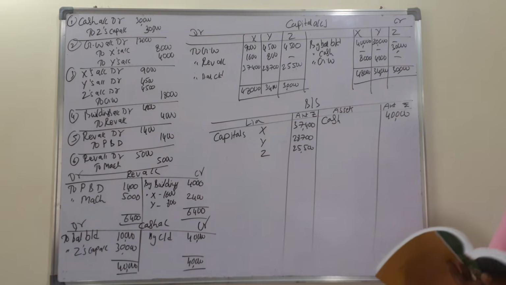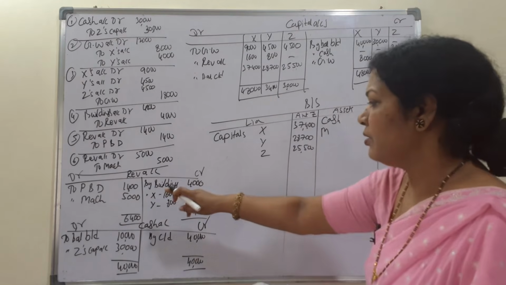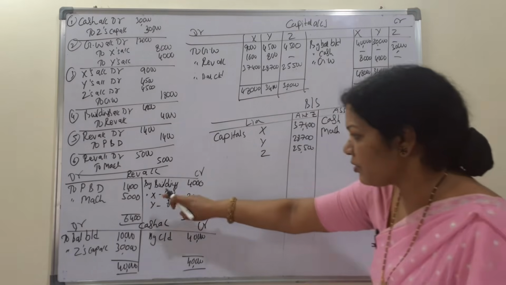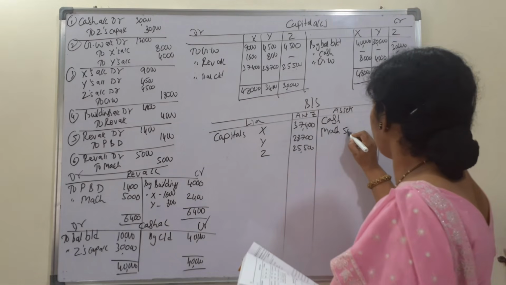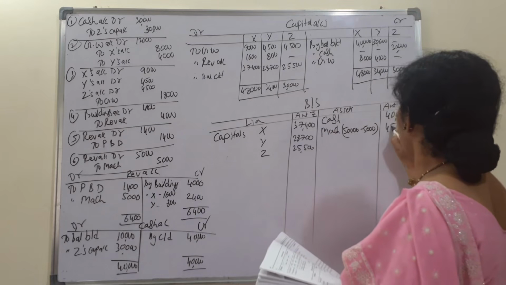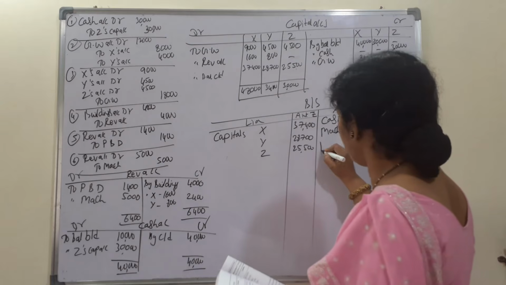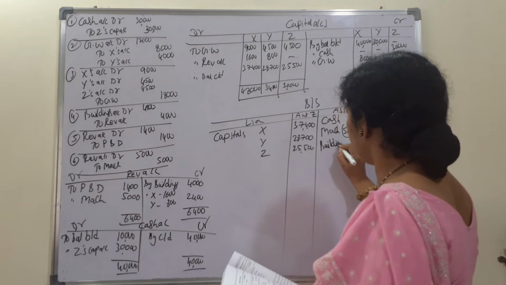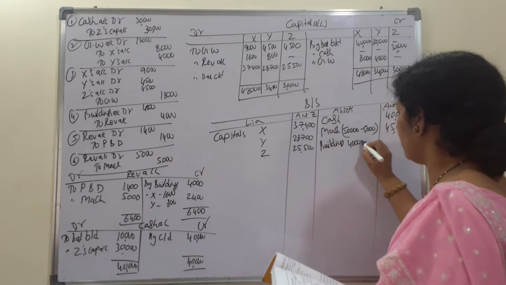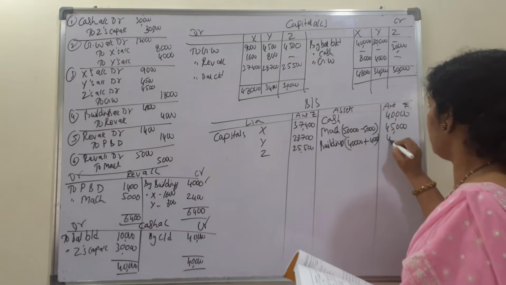Now first we'll take cash. Cash we have already taken. Now next machinery. Machinery, there is depreciation. Machinery value is here 50,000 minus 5,000. It is 45,000. After machinery, buildings. There is an appreciation for building. Buildings value is here 40,000 plus appreciation of 4,000. So it is 44,000.